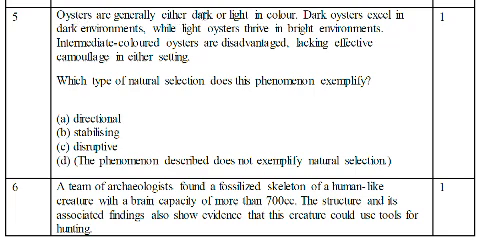Oysters are generally either dark or light in color. Dark oysters excel in dark environments, while light oysters thrive in bright environments. This type of evolution is called directional evolution, because it's going to one side. Intermediate colored oysters are disadvantaged, lacking effective camouflage in either setting. When it is either setting, that means this side as well as that side, it's a disruptive kind of natural selection taking place here.